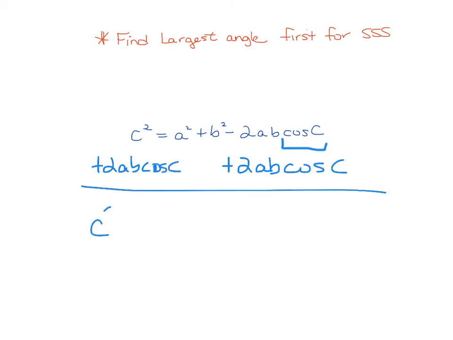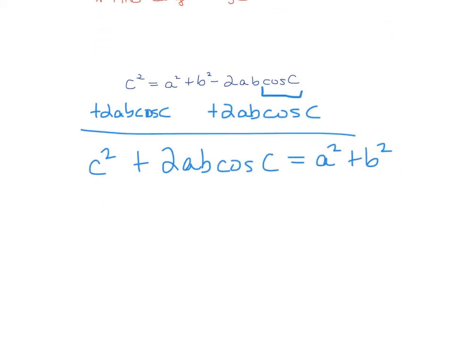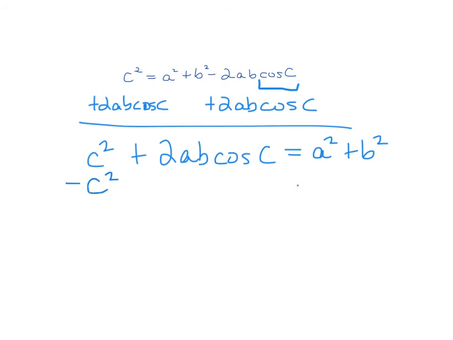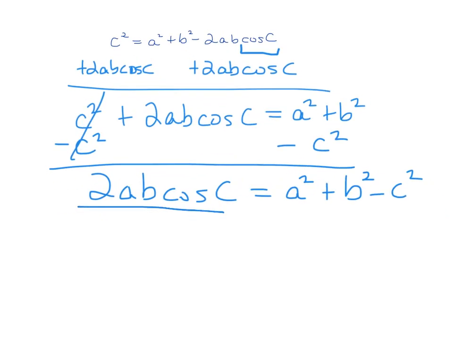So now I have C squared plus 2AB cosine C equals A squared plus B squared. Once we manipulate this, just memorize what's going to result, and then you don't have to manipulate it on the test or the quiz. Then I'm going to move the C squared over. 2AB cosine C is equal to A squared plus B squared minus C squared. I want cosine C all by itself, so divide by 2AB.